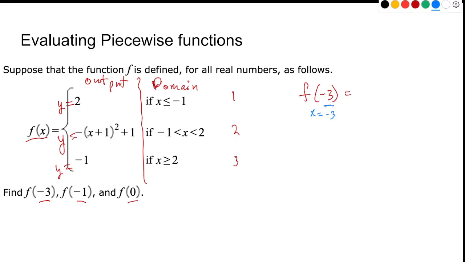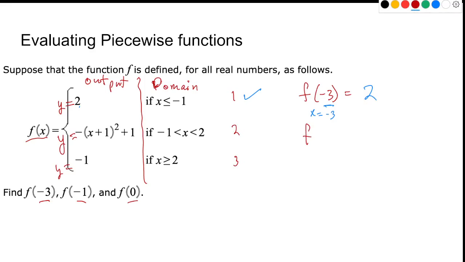I check if x is -3, is that less than or equal to -1? Yes. So this is the part that I'm going to use. If x is -3, this is telling me the output, the y value, is going to be 2. There's our answer. We're done. Nothing more to do.